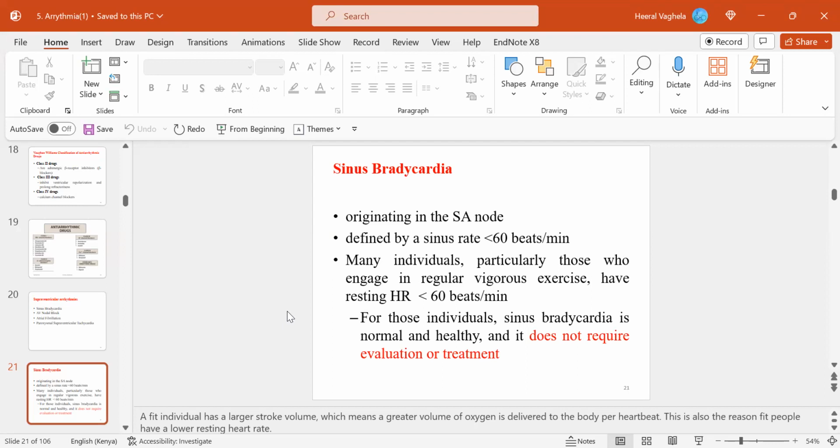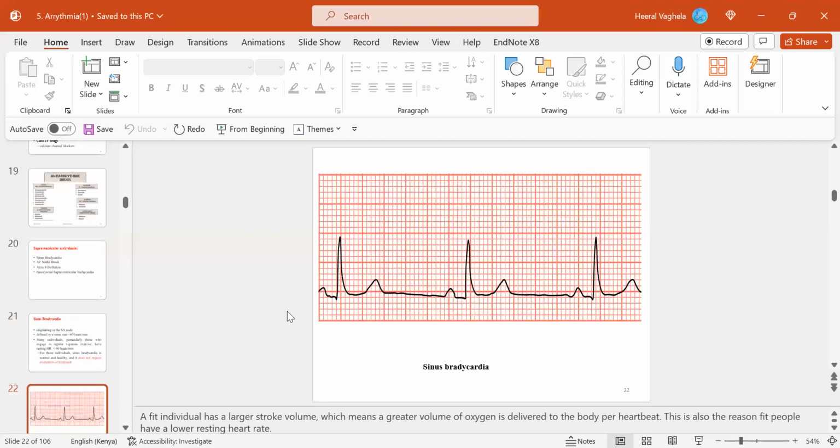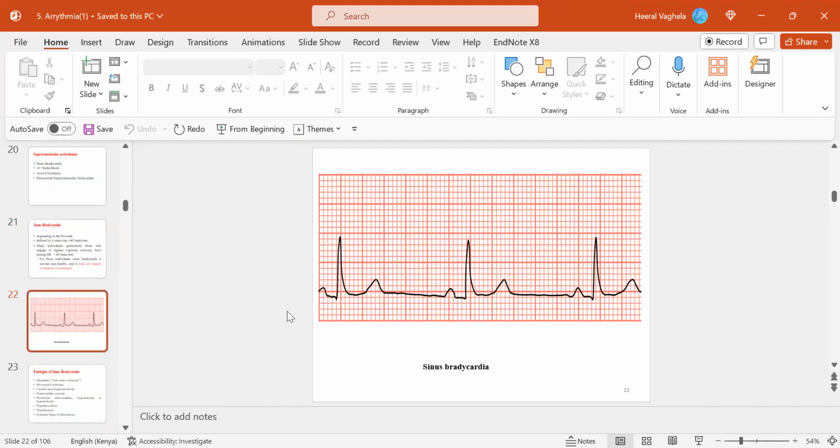And like we said before, when we were talking about physiology, that normal heart rate would be between 60 and 100. So if it's below 60, then it's bradycardia. Yeah, so the ECG would look something like this with fewer complexes.